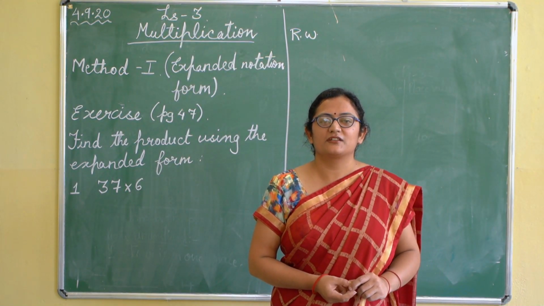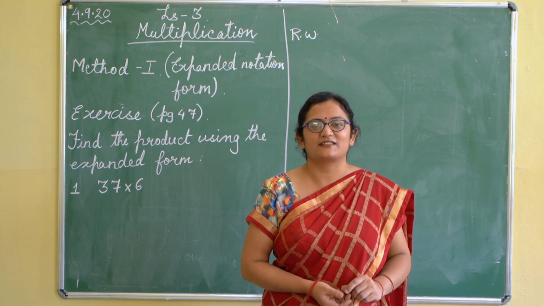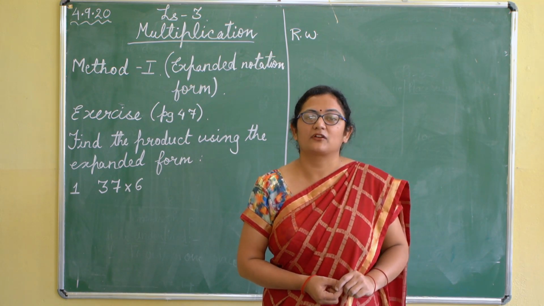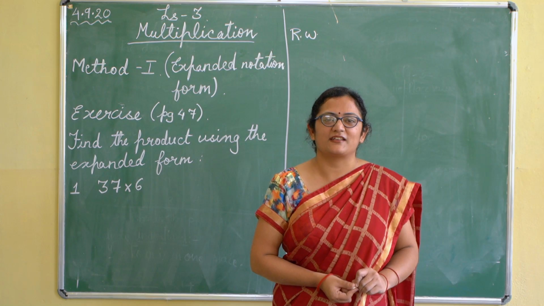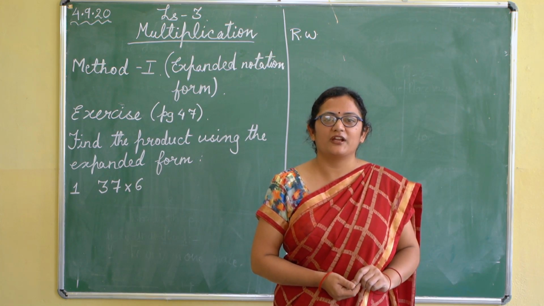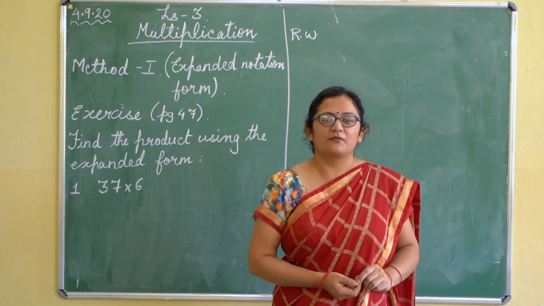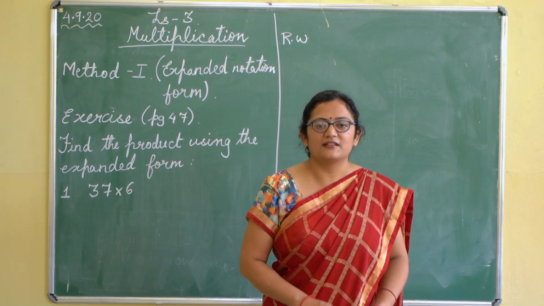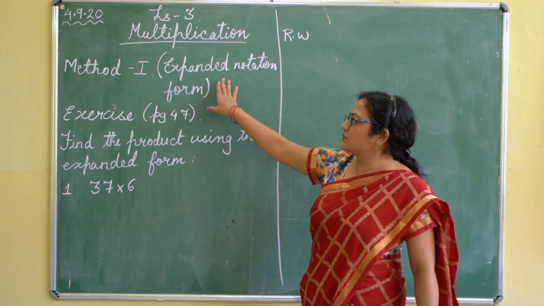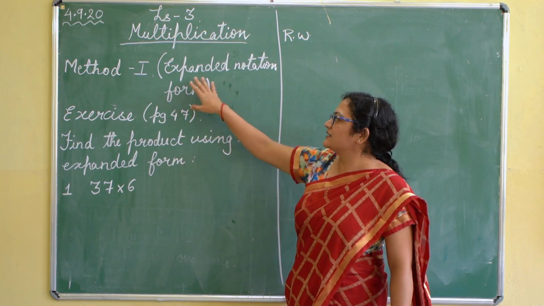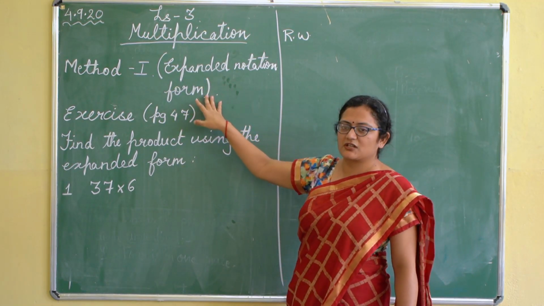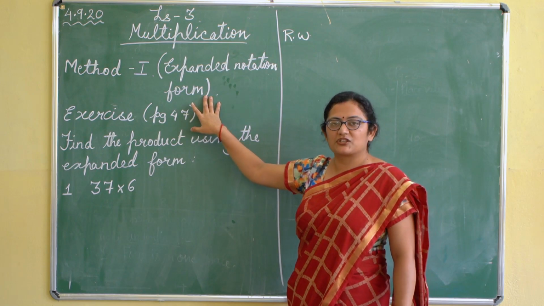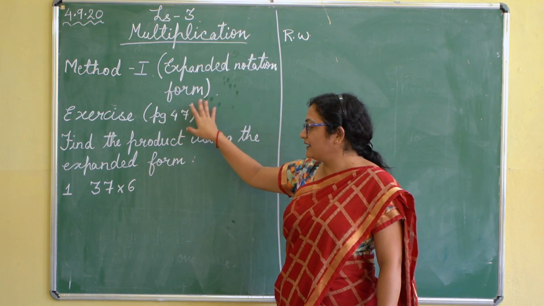Today we will begin with the chapter multiplication, that is lesson number 3. I hope you have completed the previous lessons 1 and 2 that were uploaded in the WhatsApp group. Now we will begin a new chapter, lesson 3, multiplication. I'll start with the explanation, using the first method, method 1, expanded notation form. We will do the multiplication with the help of expanded form.